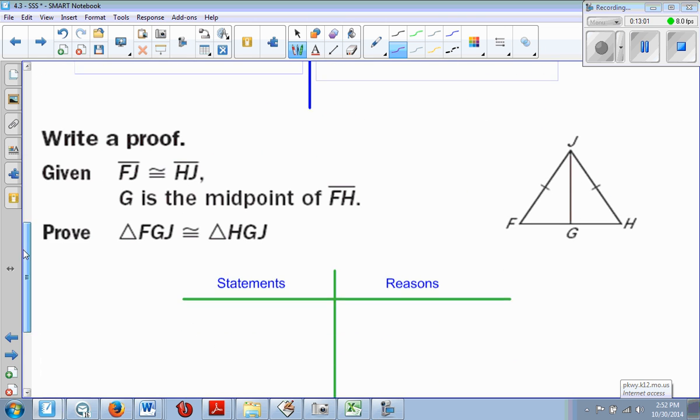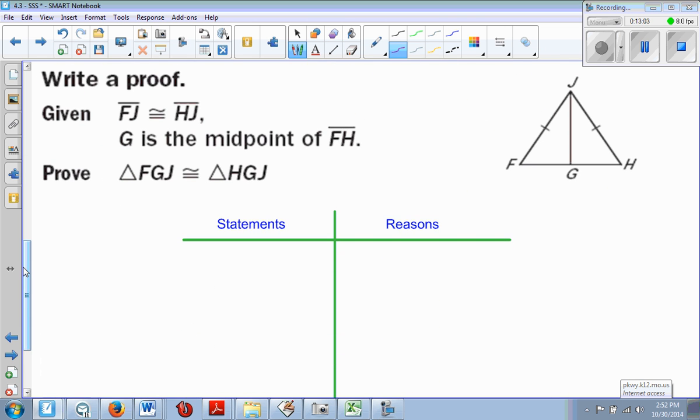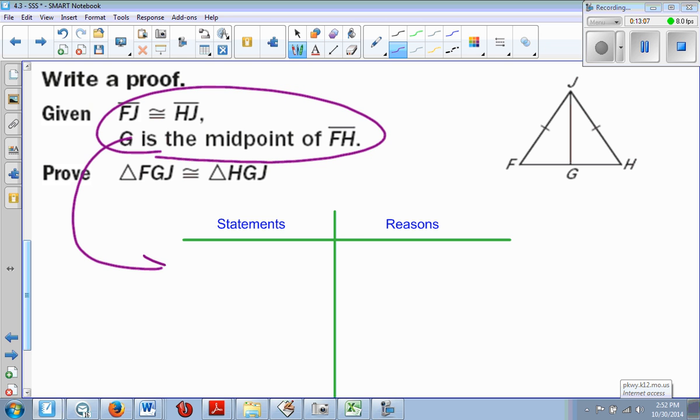The last problem on here, again, is another proof. So the first thing we're going to do is take our given information and put it in the proof. Next thing I want to do is look and see, did they give me any congruencies to start? And they did, in fact. They told me that FJ and HJ were congruent, so that's already a statement that's in my proof. I don't have to restate that. So my responsibility is to find the last 2 congruencies.